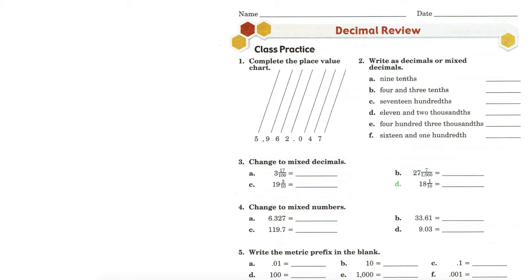Alrighty, so let's begin. Number one, complete the place value chart. So we have how many digits here? 1, 2, 3, 4, 5, 6, 7. You have 7 digits here. And they're asking you what's the place value of each one of these.